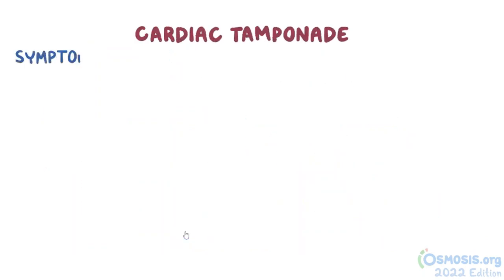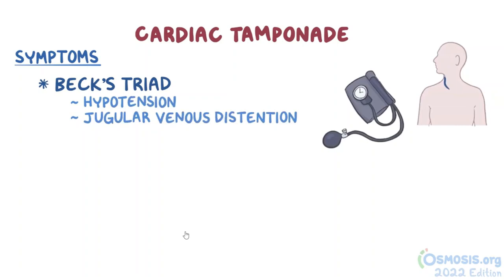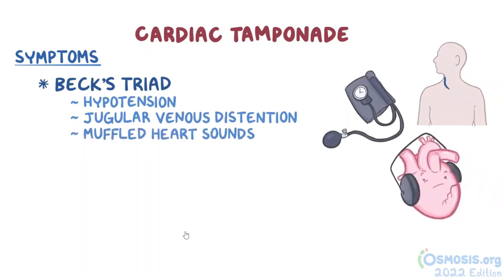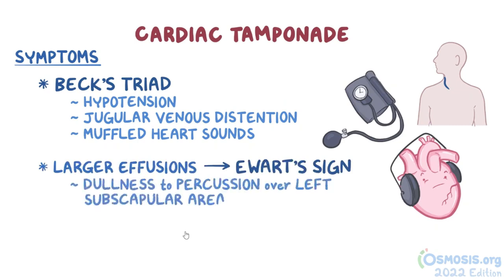Cardiac tamponade is life-threatening and causes Beck's triad, which is hypotension due to the impaired cardiac output, jugular venous distension due to blood backing up, and muffled heart sounds on auscultation because of the extra fluid between the heart and the stethoscope. In fact, larger effusions can cause Ewart's sign, which is dullness to percussion over the left subscapular area due to compression of the left lung base.